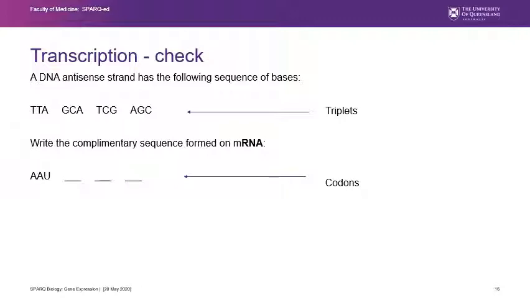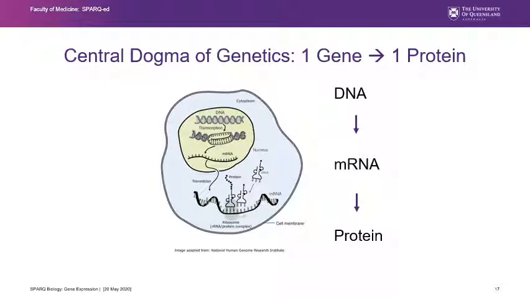So you can see I've done the first one for you. TTA will form the complementary sequence AAU. There's 3 more codons for you to write. Pause the video and we'll check how you went. The 3 codons you should have written down were CGU, AGC and UCG.